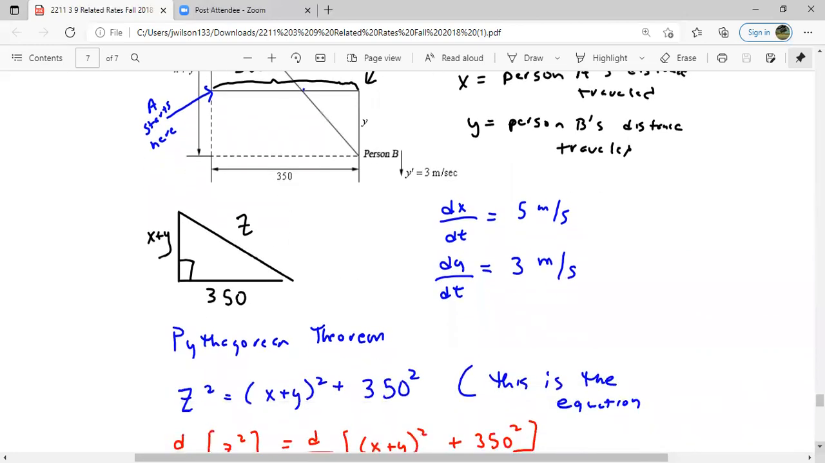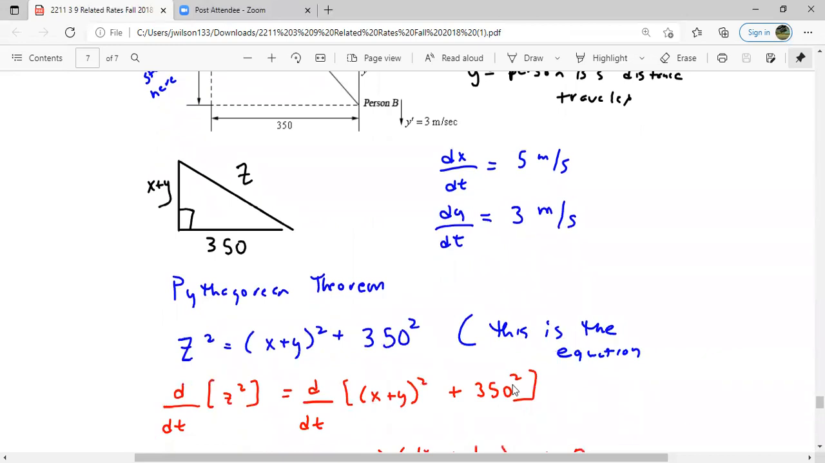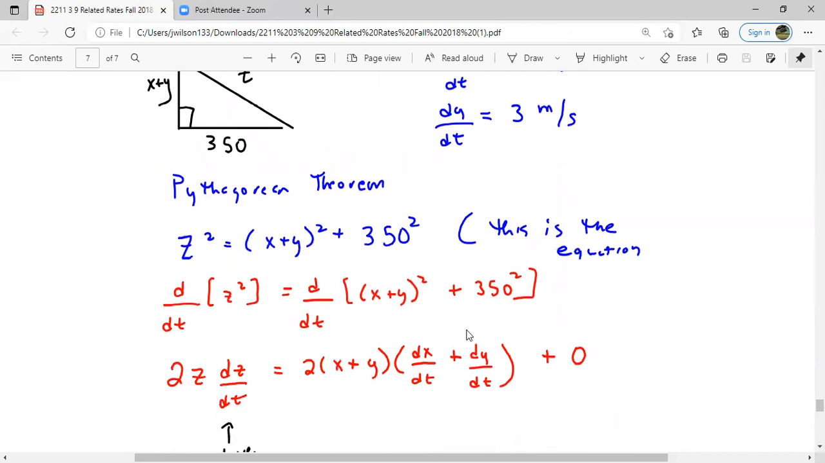Using the Pythagorean theorem, z squared equals (x plus y) squared plus 350 squared. Don't square that out, just leave it like that. This is the equation. We're going to differentiate each side with respect to time. So I bring down the 2 times z times dz/dt. And then 2 times (x plus y) times the derivative of the inside, which is dx/dt plus dy/dt. And the derivative of 350 squared is just 0.